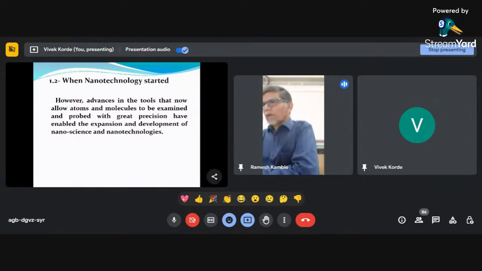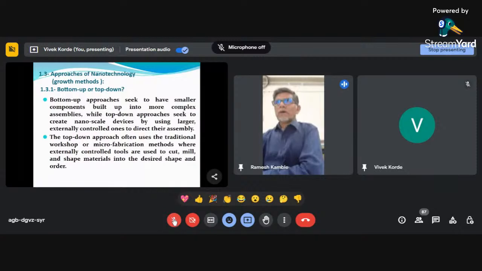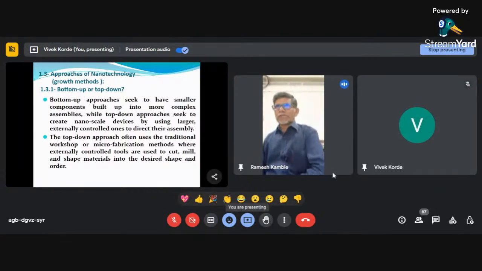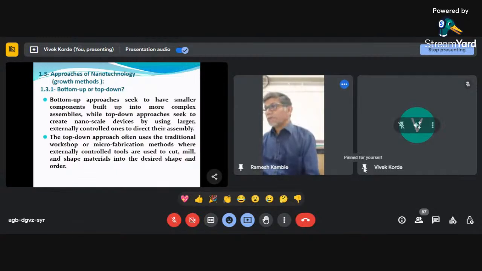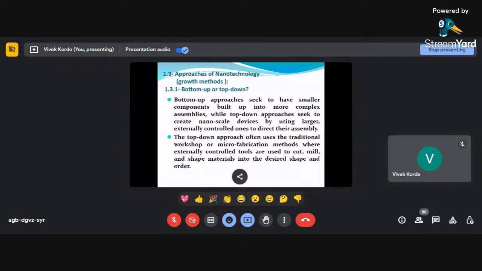Now, please tell me everyone whether this is fully visible to you people. Okay. Now, sir, we'll discuss the approaches of nanotechnology in case of growth methods. That means how to prepare or grow the nanomaterials. There are two types given: bottom up and top down methods. Bottom up approaches seek to have smaller components built up into more complex assemblies, while top down approaches seek to create nanoscale devices by using larger externally controlled ones to direct their assembly.